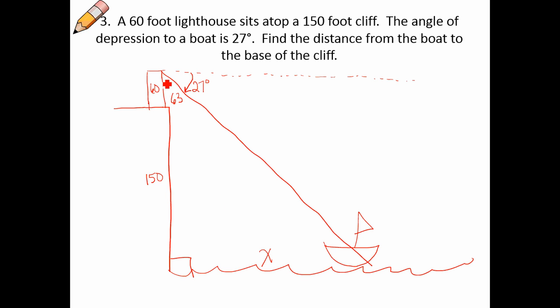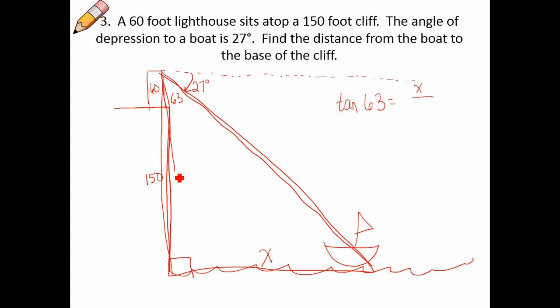Let's keep in mind that this is one big triangle here. And if I am located here at this 63 degrees and my x is opposite and my 150 is adjacent, then I would do another tangent. I'd say tangent of 63 degrees equals opposite over adjacent. Now be careful, adjacent, this whole side is actually 150 plus 60 more. So that's 210.